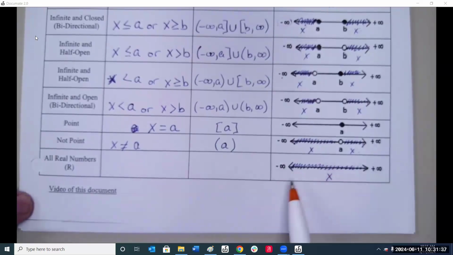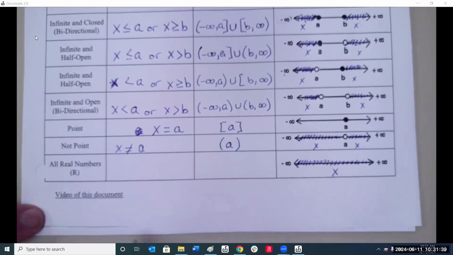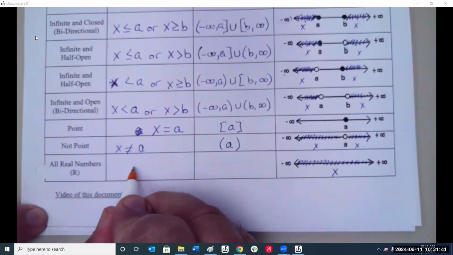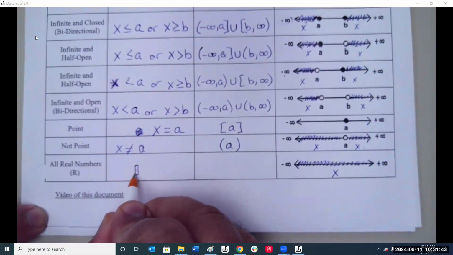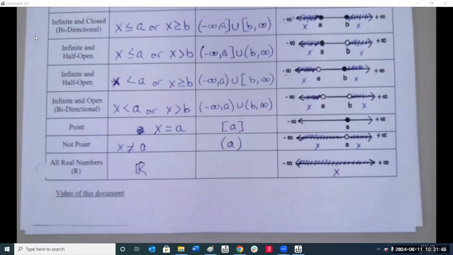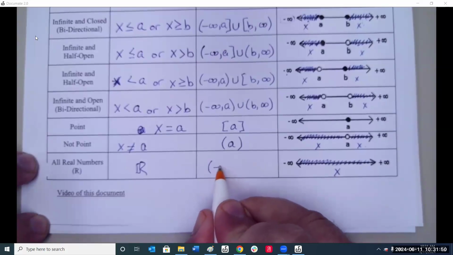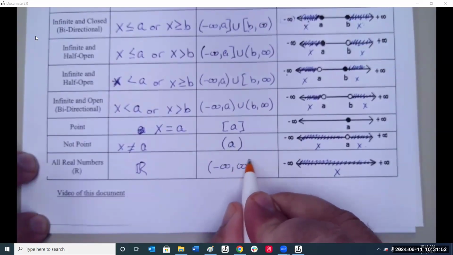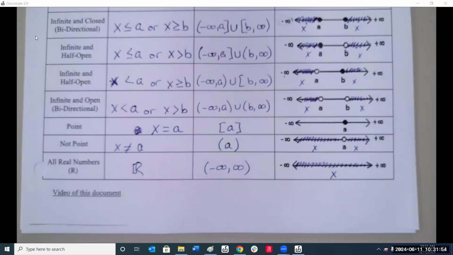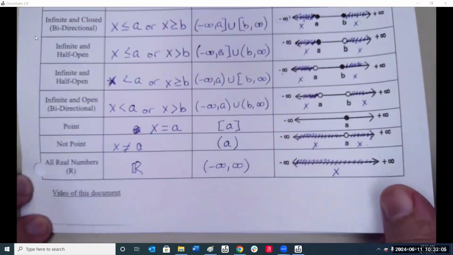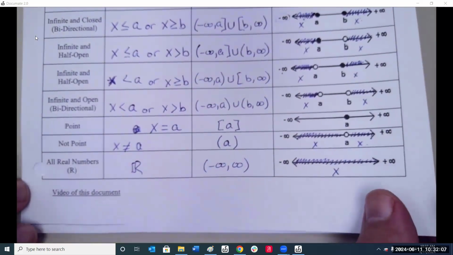Now, if we're looking at all numbers, we simply write R. And it goes from negative infinity to positive infinity. Those are all the possibilities that we have.